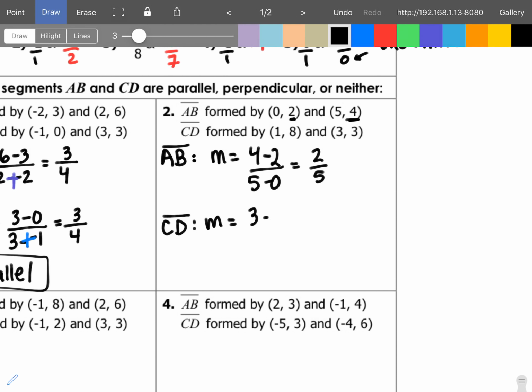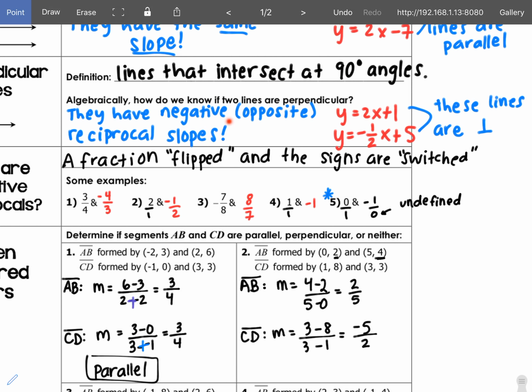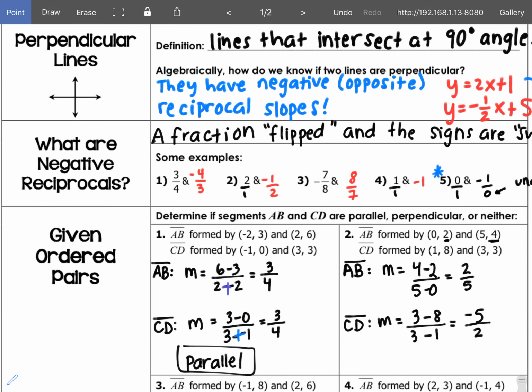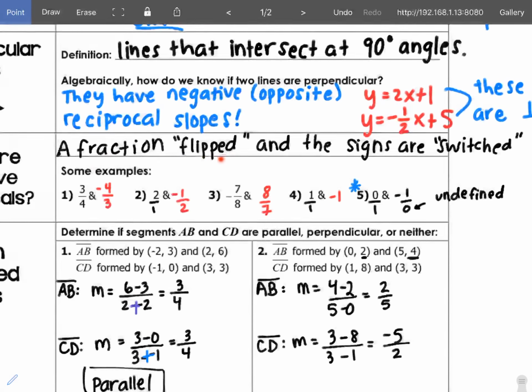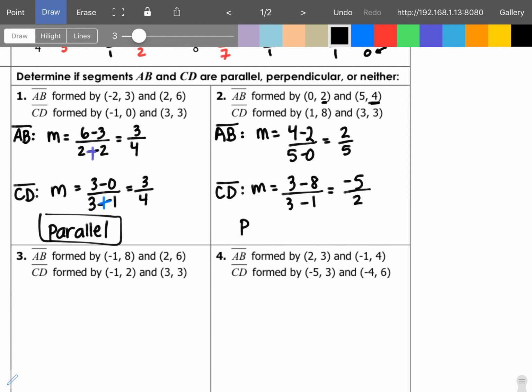y2 is 3 minus y1 is 8. x2 minus x1 is 3 minus 1. So we're just doing the slope formula. 3 minus 8 is negative 5. 3 minus 1 is 2. Well, negative 5/2 versus 2/5. Remember, perpendicular lines have negative reciprocal slopes. And what are negative reciprocals? It's a fraction flipped and the signs are switched. Is the fraction flipped here? 2/5 and 5/2? Yes. Is the sign switched? Negative and a positive? Yes. So this is perpendicular.